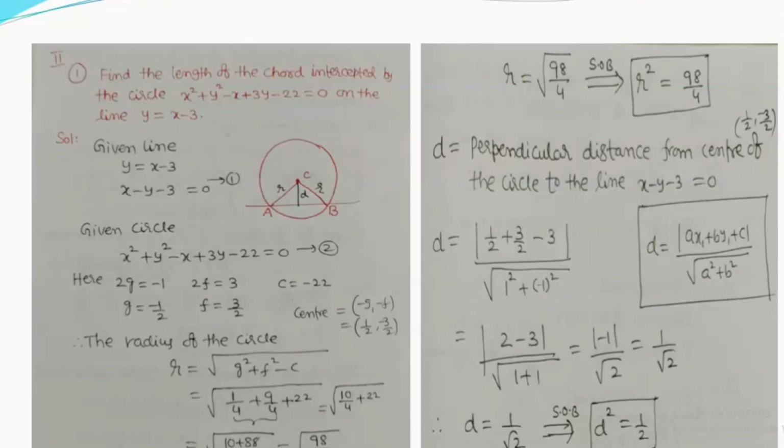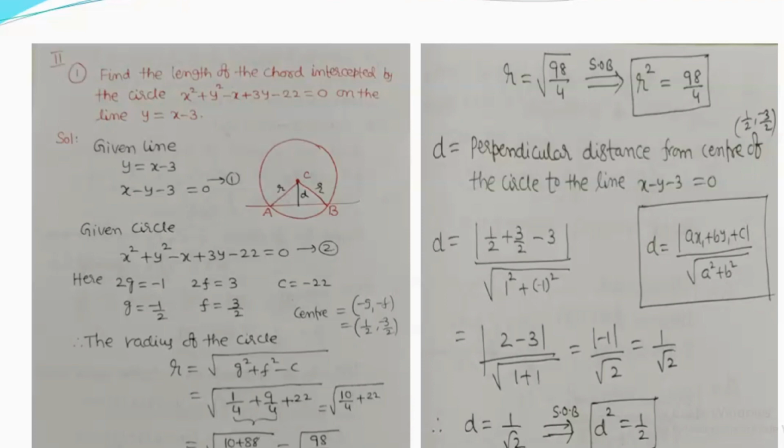In 1C, second bit, we have to learn the formulas and related problems: the length of chord, the equation of tangent with slope m, one parallel and another perpendicular, show that the line is a tangent, and find the equation of circles. Like these questions, we are going to discuss in this class. Let us see that first question.